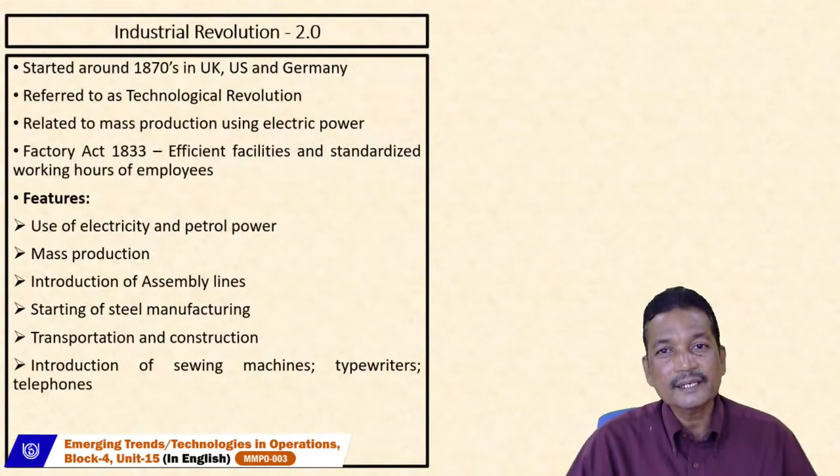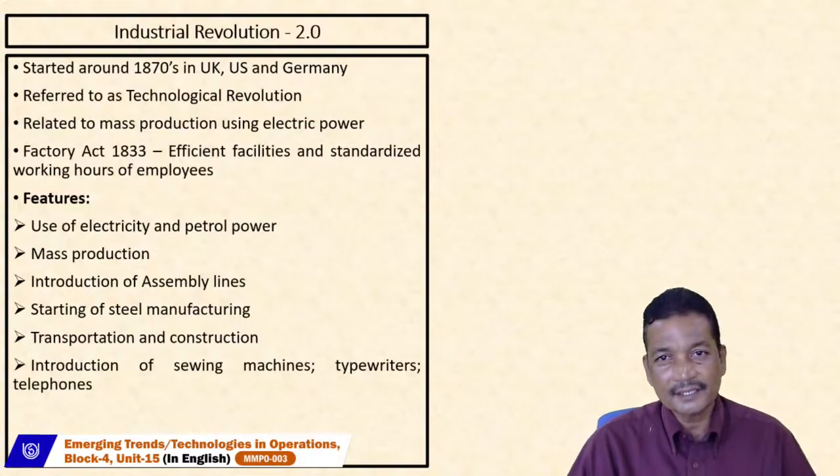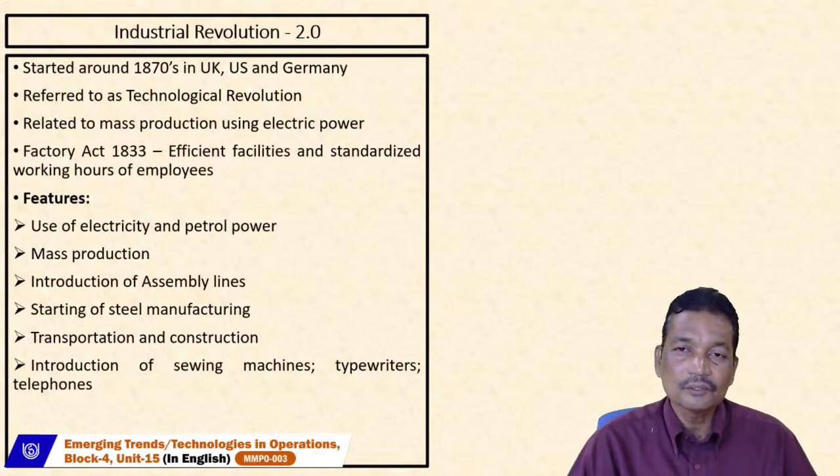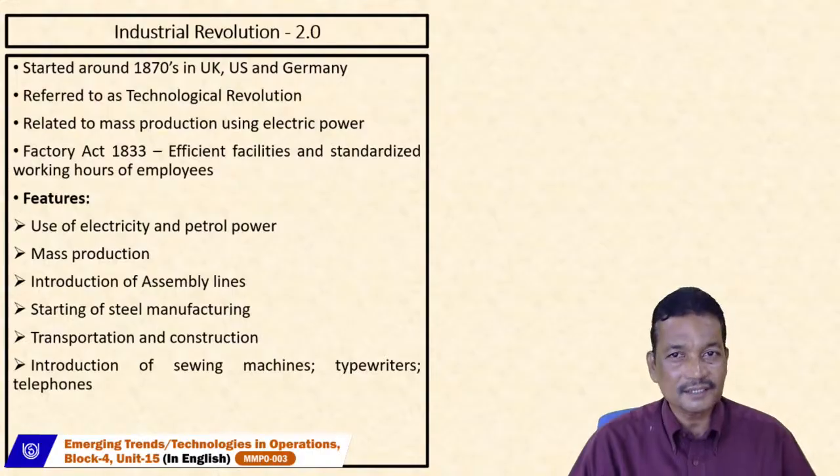They tried to treat employees as human beings instead of going on working day in and day out 24 hours a day. They said no, the worker can at most have a productive hour during the day of maximum 8 hours or less than that. So they tried to standardize the working hours of the employees.